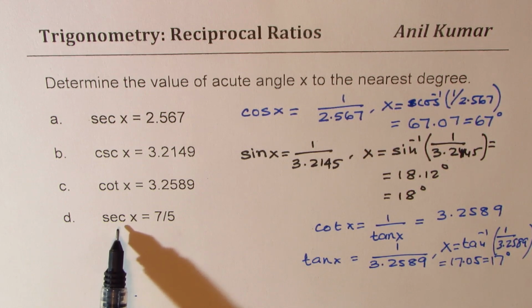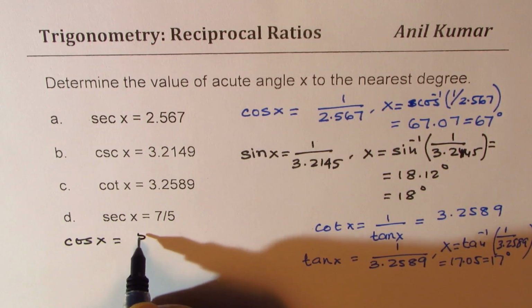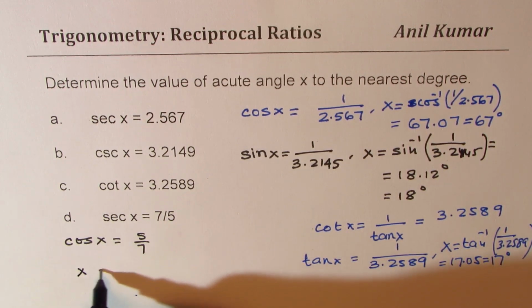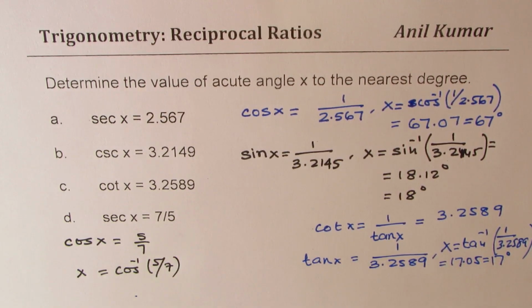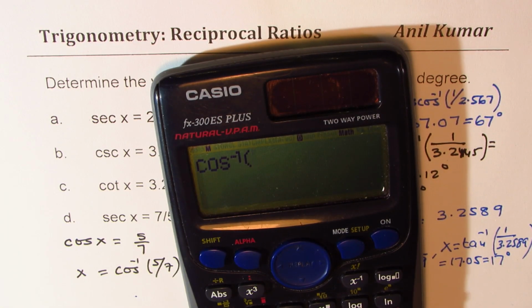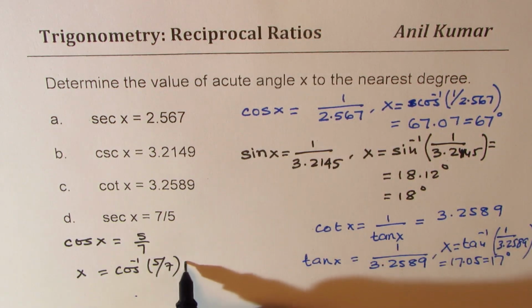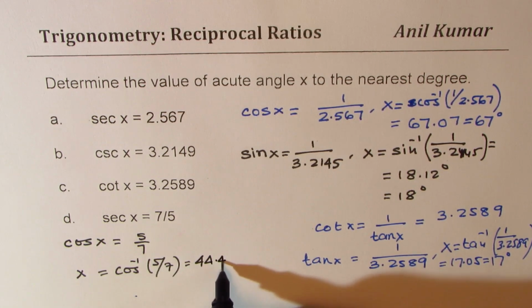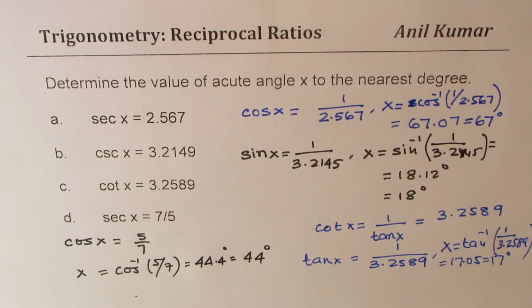Secant is the reciprocal of cosine. So cos x should be equal to 5/7. And therefore, x is cos inverse of 5/7, right? So let's figure it out. Inverse of cos 5 divided by 7 equals 44.4, which is rounded to 44 degrees, correct? So that is how you could calculate the angles when you are given reciprocal ratios.